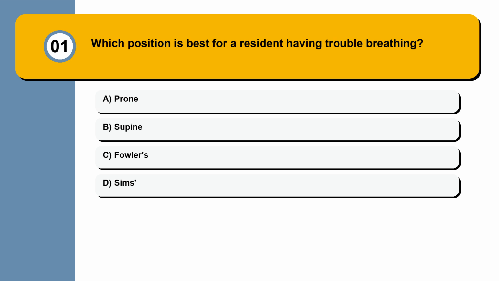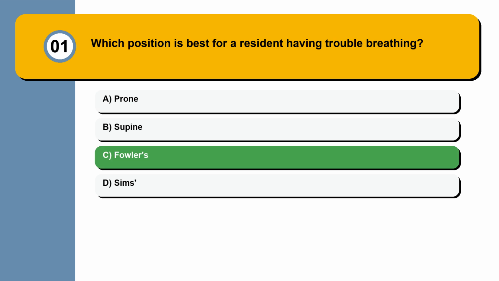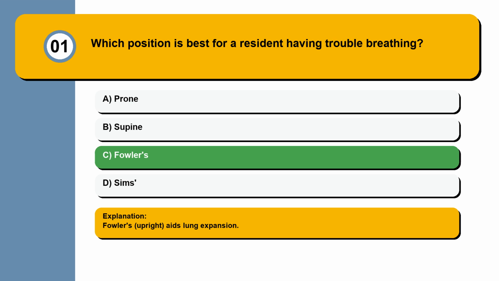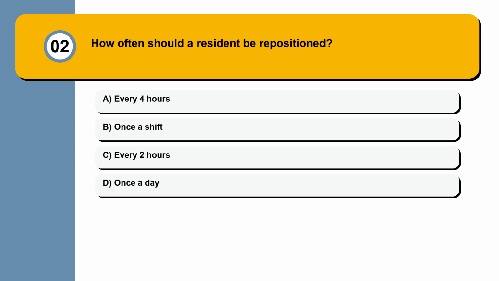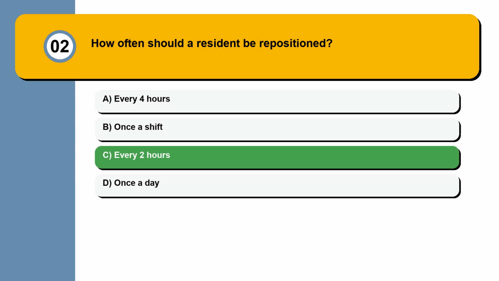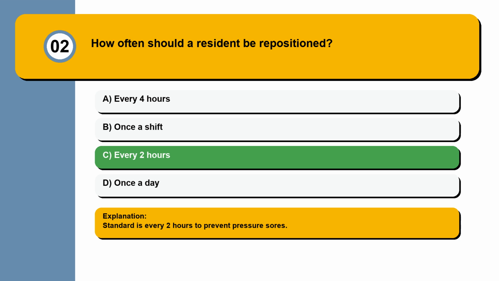CNA Practice Test 2025 Legal Ethical Behaviors 25 Real Questions Answers Updated New. Question 1. Which position is best for a resident having trouble breathing? Prone, supine, Fowler's, Sims. Fowler's, upright, aids lung expansion. Question 2. How often should a resident be repositioned? Every 4 hours. Once a shift. Every 2 hours. Once a day. Standard is every 2 hours to prevent pressure sores.